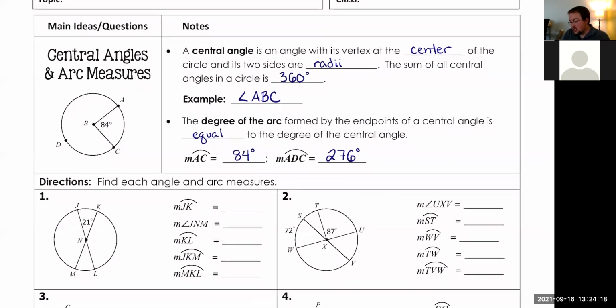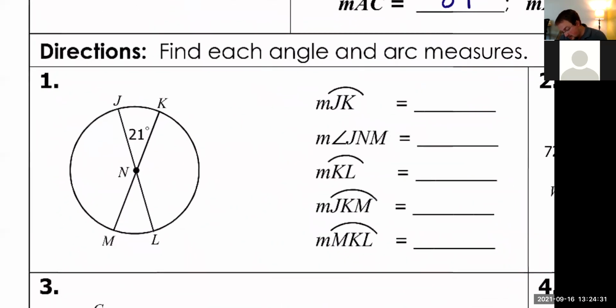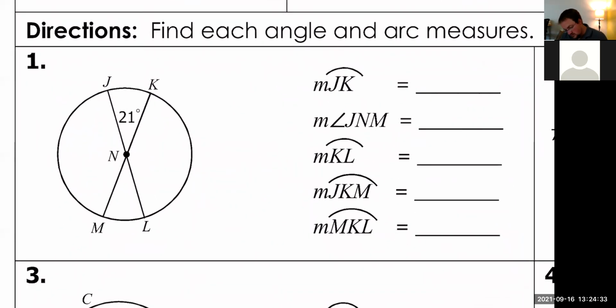All right, so we're going to use that information to find some arc measures and angle measures, depending on the situation, given some diagrams. So we're going to start here with number 1. What is the measure of arc JK? 21, because the central angle attached to that arc is also 21 degrees. What about the measure of angle JNM?